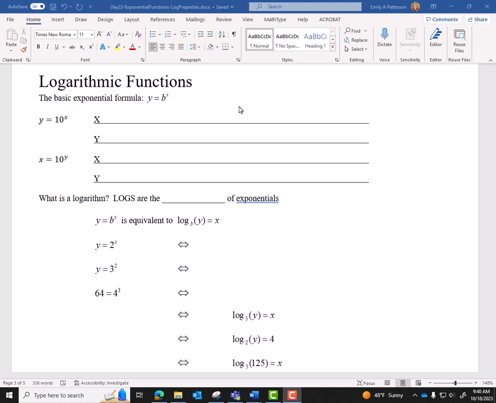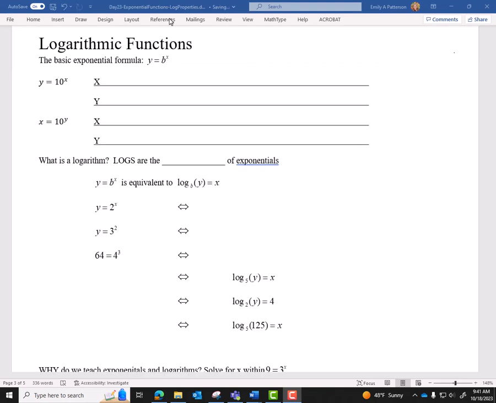In this video, we're going to introduce you to logarithmic functions, and we are going to be comparing it to the basic exponential function, which is y is equal to b to the x. So what we're doing first is we're starting with a simple exponential function. Remember, exponential function means the variable is in the exponent, and we're going to be putting values down here.